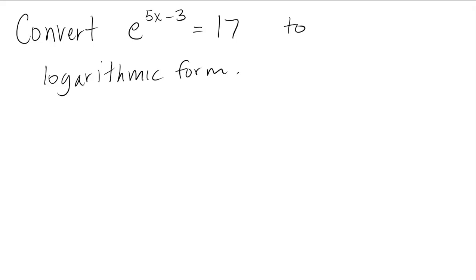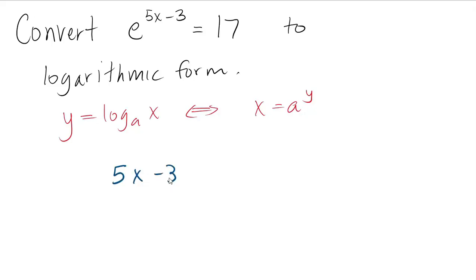I want you to try this one. Let's convert e to the 5x minus 3 equals 17 to its logarithmic form. Okay, apply the translator. We know that y equals log base a of x if and only if x equals a to the y power. We're going from the form on the right to the form on the left. The exponent goes by itself on one side. I've written it on the left side here, so 5x minus 3 on the left.